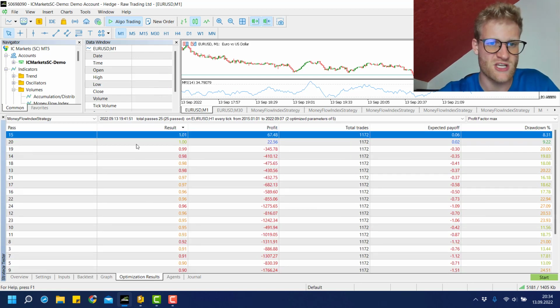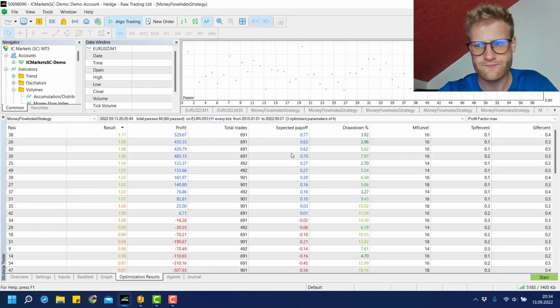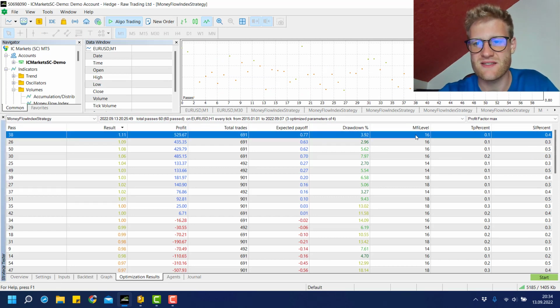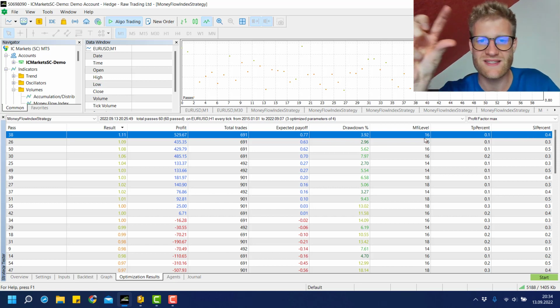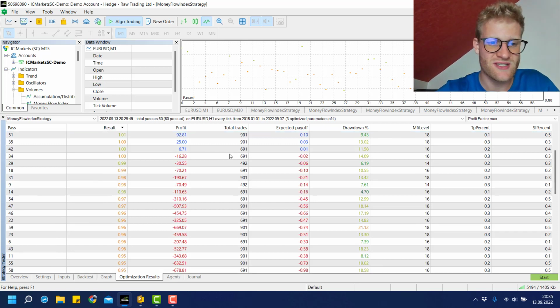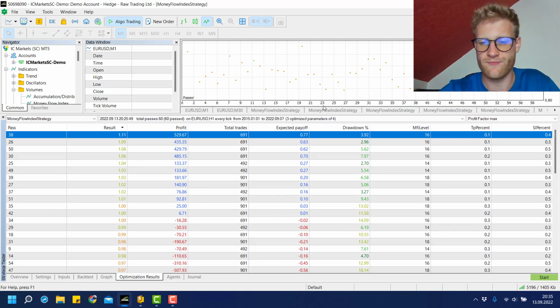So let's go back to the optimization results. The last test was, as I told you, with 3 parameters tested: the MFI level, the TP%, and the SL%. An MFI level of 16 now means that we have a sell level of 84 and a buy level of 16. And as you can see, with the optimization also considering the MFI level, the results are a lot better. So now we see results that have a profit factor of up to 1.11, which is quite okay for just 2 optimization runs. So this is definitely something you could build on.